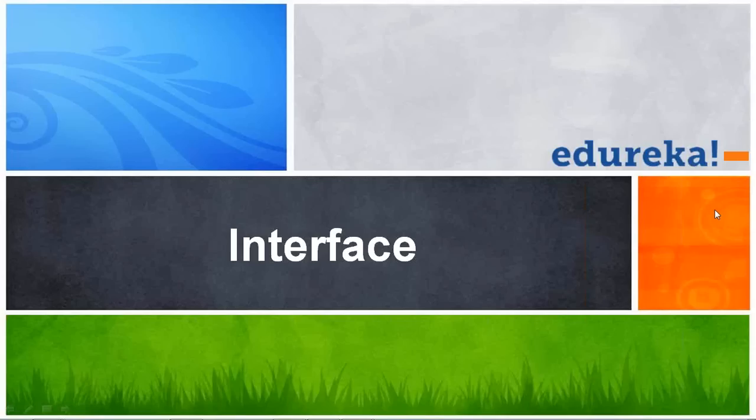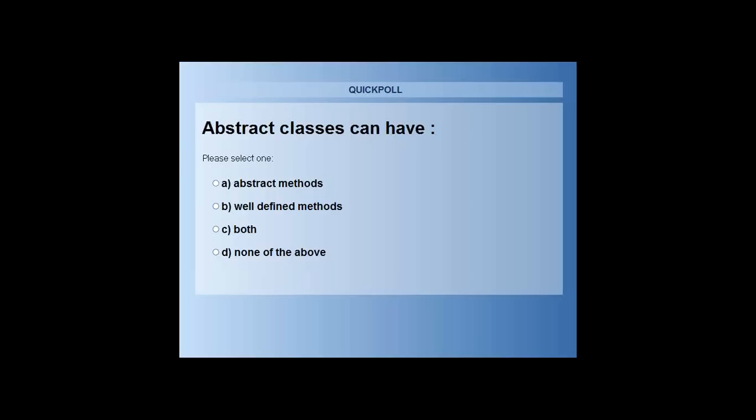Okay, we have the results. Everyone, that is 100% of the people says true, and that's the correct answer. I have one more question. An abstract class can have abstract methods, well-defined methods, both, none of the above.